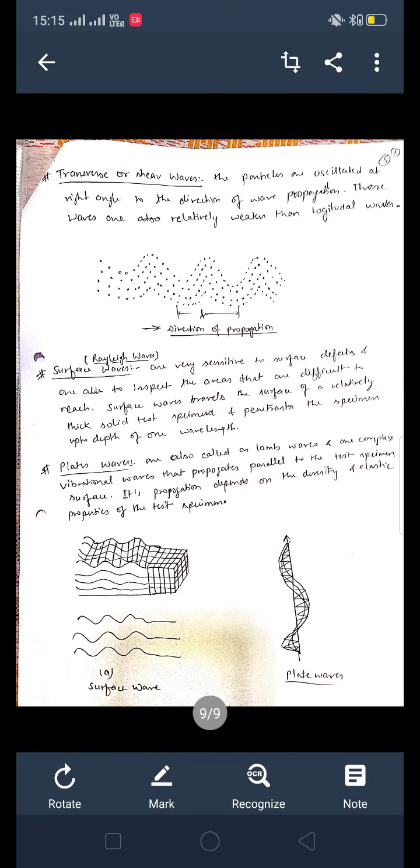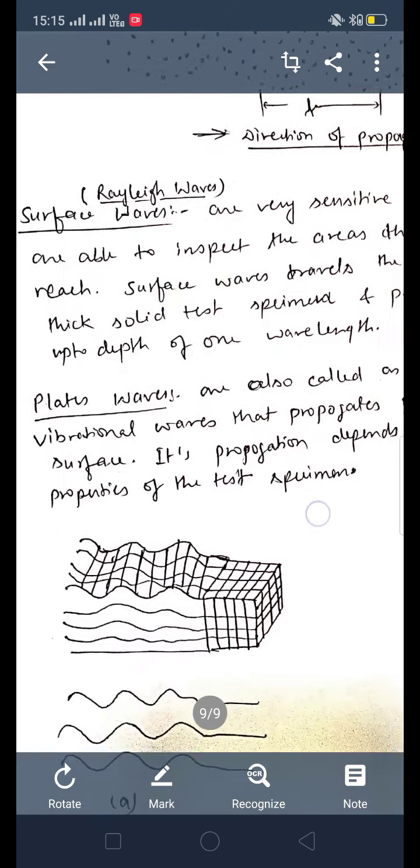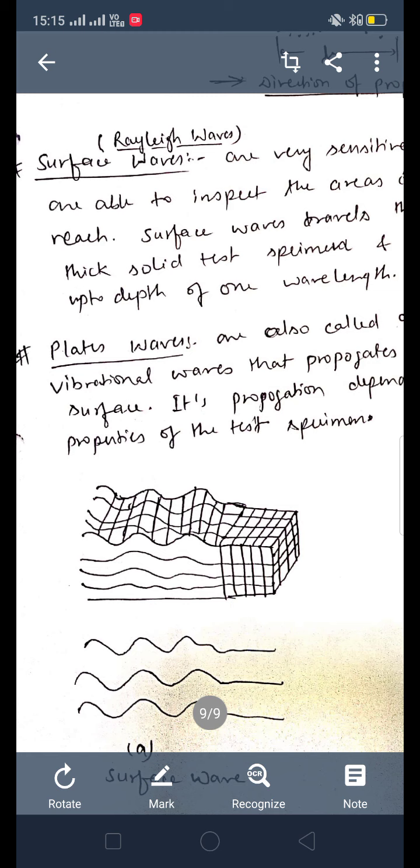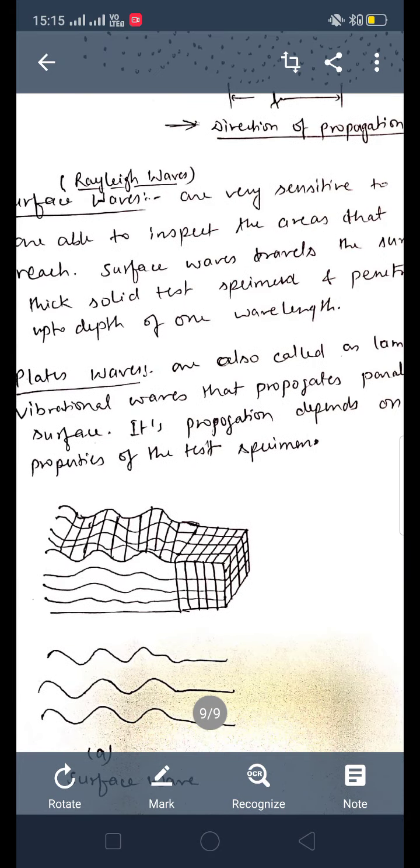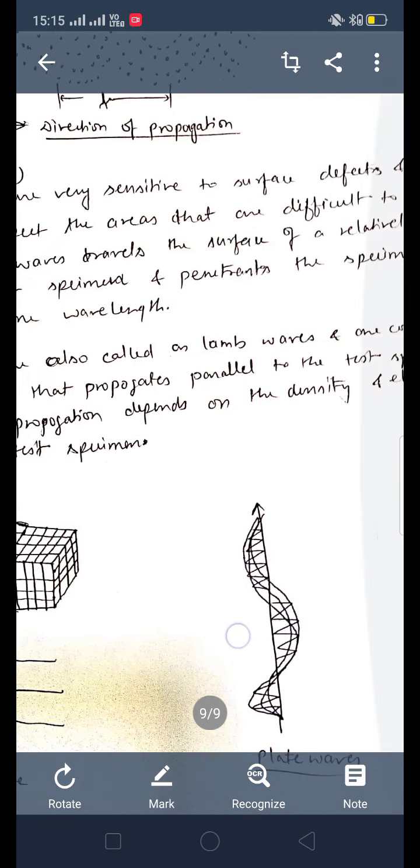Plate waves are also called Lamb waves, a complex vibrational wave that propagates parallel to the test specimen surface, and its propagation depends on the density and elastic properties of the specimen. Here is the figure related to plate waves. So here is the specimen and this is the surface wave from the above topic, and here are the plate waves.